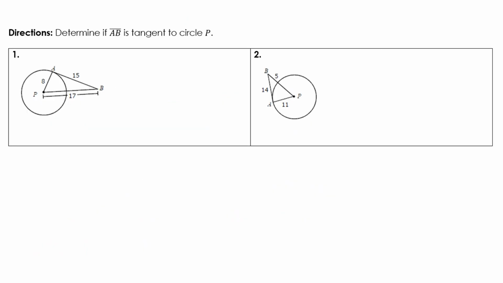All right, so in our first couple examples, all we're deciding is if segment AB is tangent to circle P. And in order for it to be tangent to circle P, then we have to know that the angle is a right angle. The only way to know if it's a right angle is to use the Pythagorean theorem. Remember that the Pythagorean theorem is given to us by a squared plus b squared equals c squared. A and b represent the legs, and c would be the hypotenuse. The legs are what form the right angle, and then the hypotenuse will be opposite the right angle.